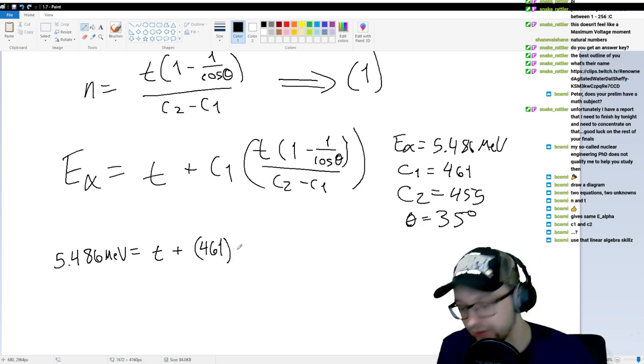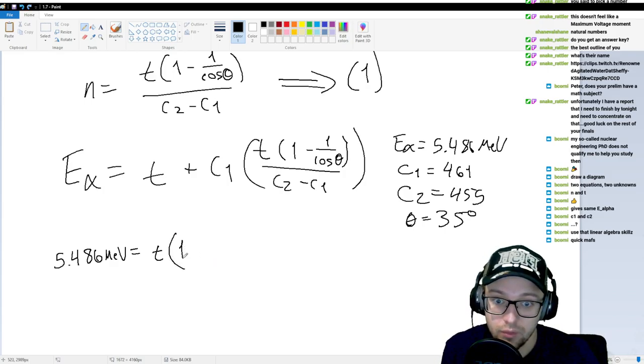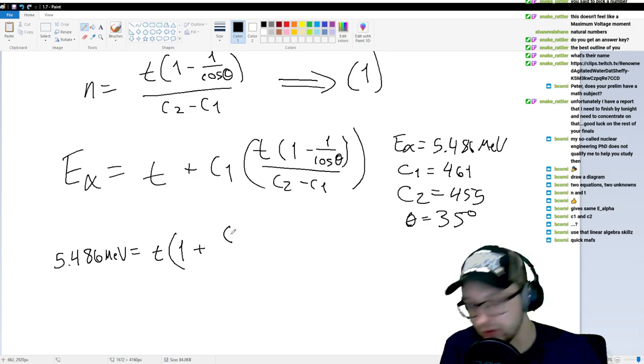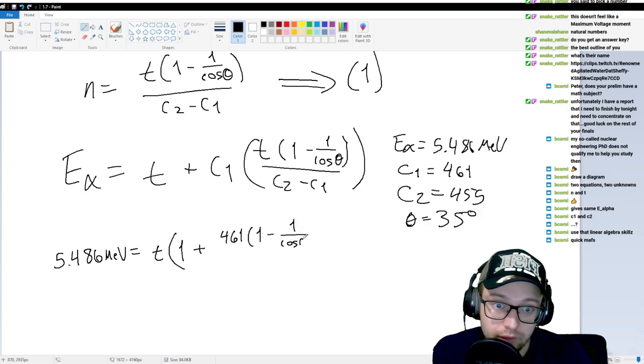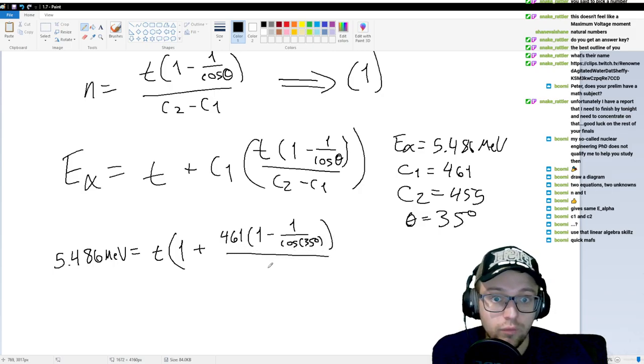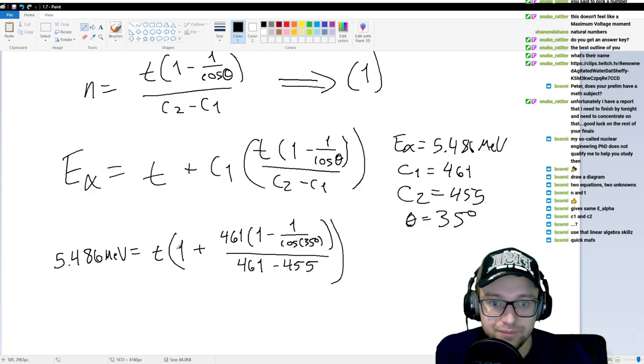And I'm actually going to take this T out of here. I'm going to factor a T out of everything. 1 plus 461. 1 minus 1 over cosine of 35 degrees over 461 minus 455. Right? Let's just make sure we did that right. Looks good. Cool.